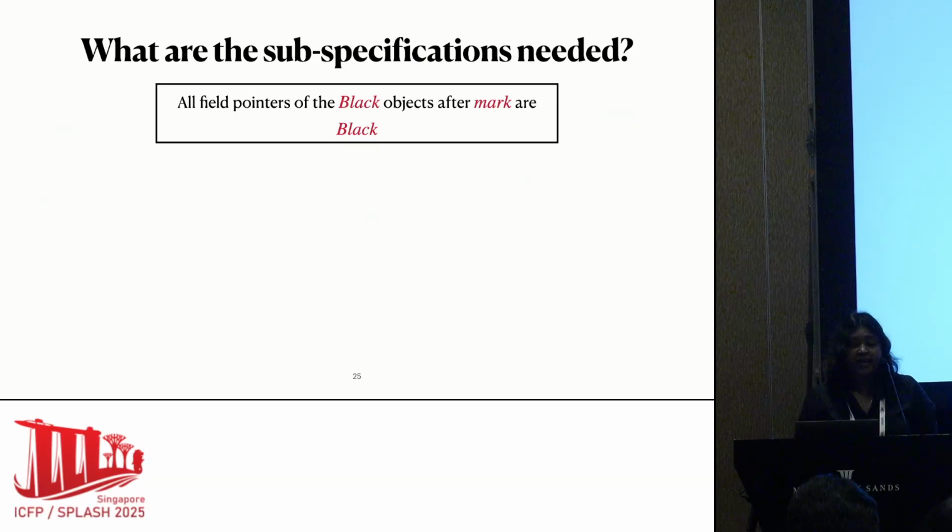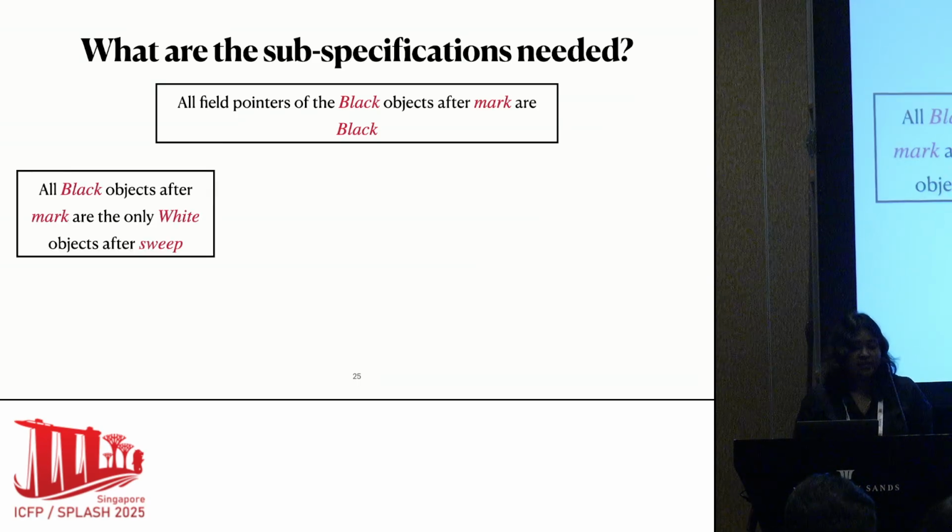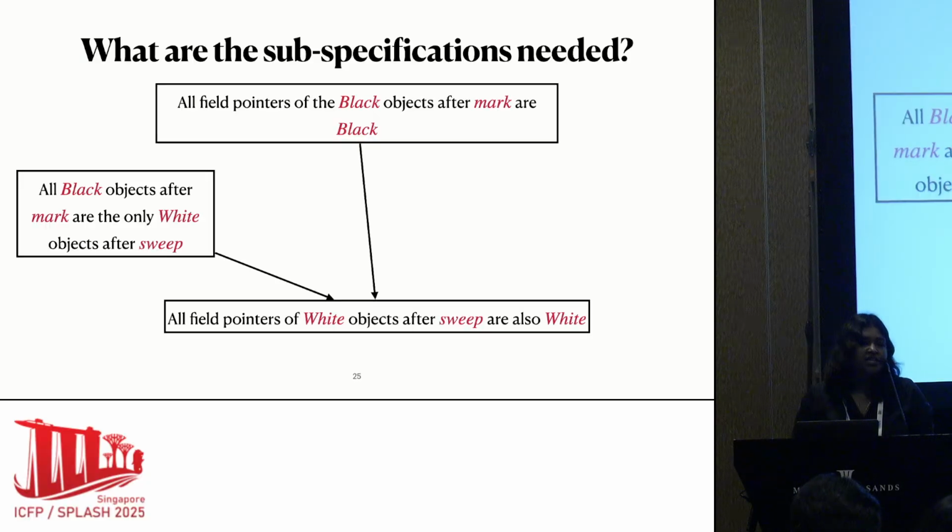We have proved that all field pointers of black objects after mark are black already, and all black objects after mark are the only white objects after sweep. That also I have shown. Now, these conditions are not sufficient to prove that all field pointers of white objects after sweep are also white. And why do we need this proof?